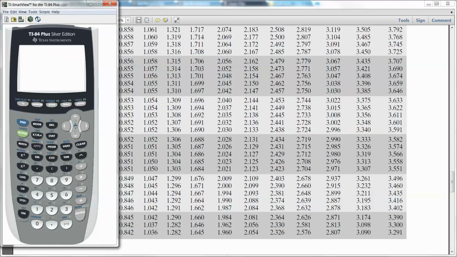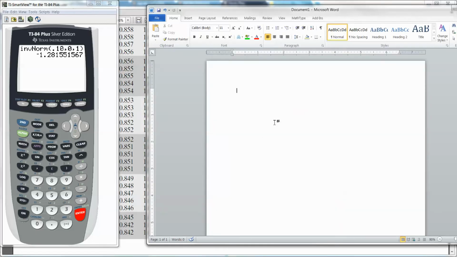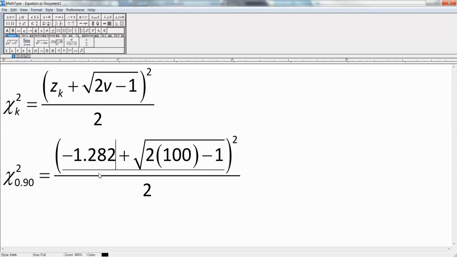Or if you want to do it with a calculator, it would be inverse norm 0.10, comma 0, comma 1. You can do it that way. Okay, because it's the standard normal curve. See, negative 1.28. All right, so that's that. So negative 1.28. So all I've got to do is find all of this with a calculator, and I'll be set.